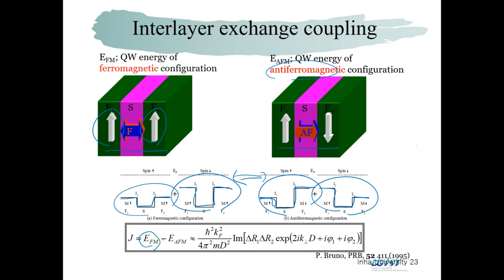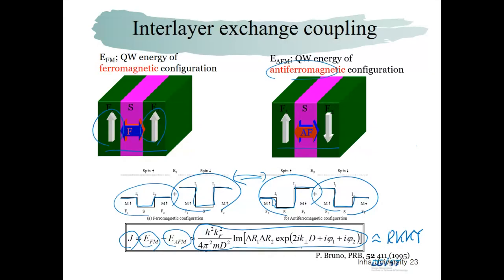So when we calculate the energy of the ferromagnetic configuration and the anti-ferromagnetic configuration, we can define the coupling strength or coupling energy. So there is some kind of representation. It looks somewhat complicated, but actually this rather complicated mathematical representation is quite similar to the RKKY. But still, there is something more here.